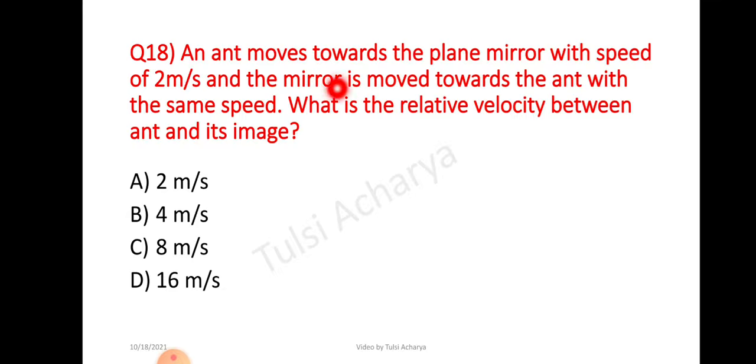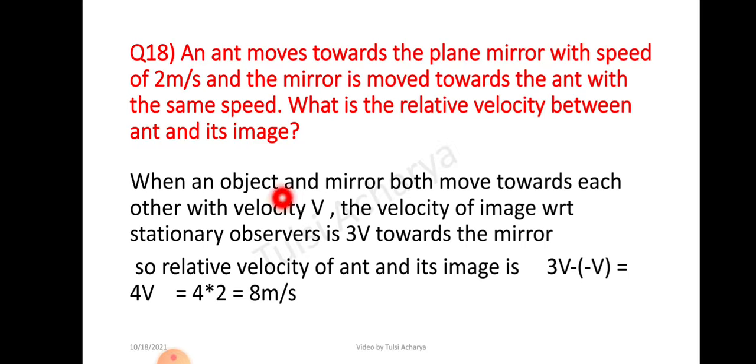An ant moves forward with the plane mirror with speed 2 meters per second, and the mirror is moved towards the ant with the same speed. What is the relative velocity between the ant and its image? For this case, you need to understand this statement. When an object and mirror both move towards each other with velocity v, the velocity of image with respect to a stationary observer will be 3v towards the mirror.